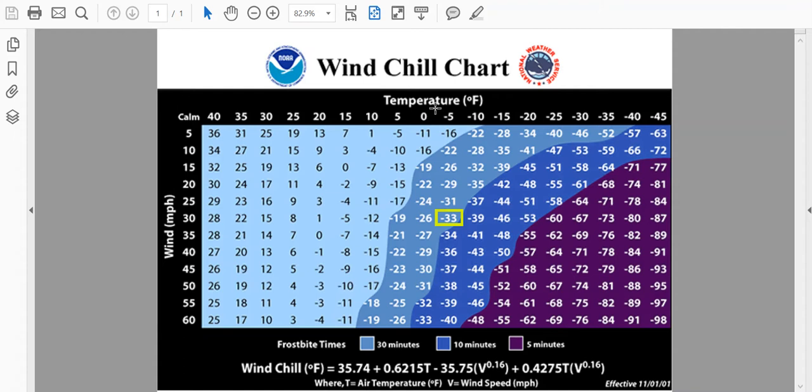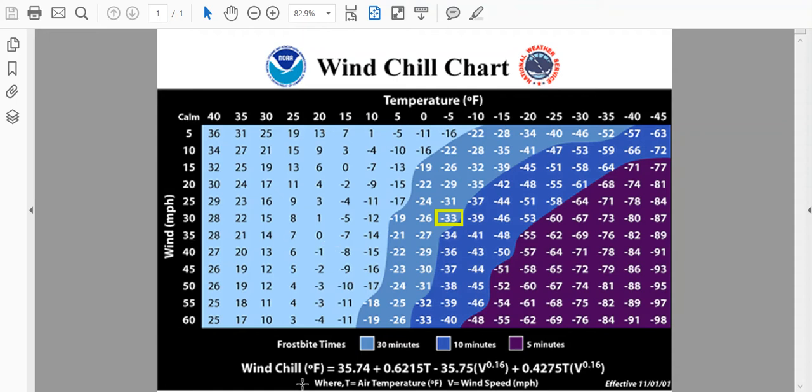wind speed. So just to get you acquainted with this chart, there are a couple of places where we have a wind chill of 0 degrees Fahrenheit. The first would be right here. This corresponds to a temperature of 15 degrees Fahrenheit and a wind speed of 15 miles per hour. And there's one other place, I see a 0 here. This corresponds to a temperature of 20 degrees Fahrenheit and a wind speed of 35 miles per hour.